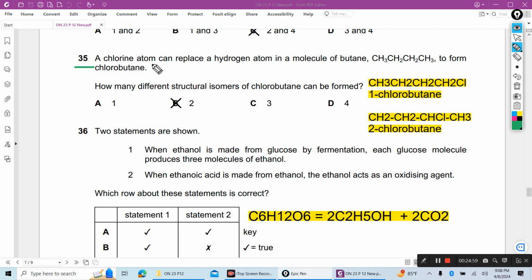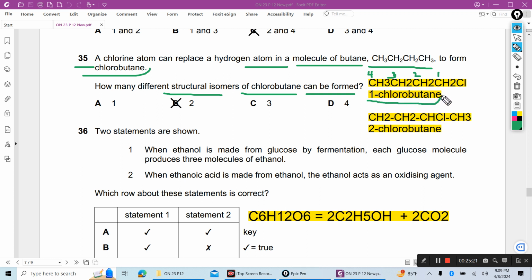35. A chlorine atom can replace a hydrogen atom in a molecule of butane to form chlorobutane. How many different structural isomers of chlorobutane can be formed? Chlorobutane: 1 carbon, 2 carbon, 3 carbon, 4 carbon. Here chlorine is attached to number 1 carbon, so it's 1-chlorobutane. If chlorine is attached to the second carbon, this is 2-chlorobutane. So one will be 1-chlorobutane, the other will be 2-chlorobutane. So the answer will be B, 2.